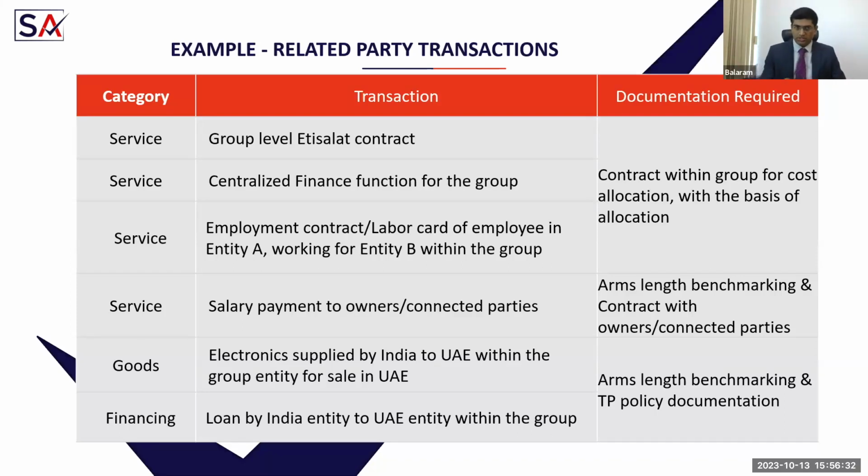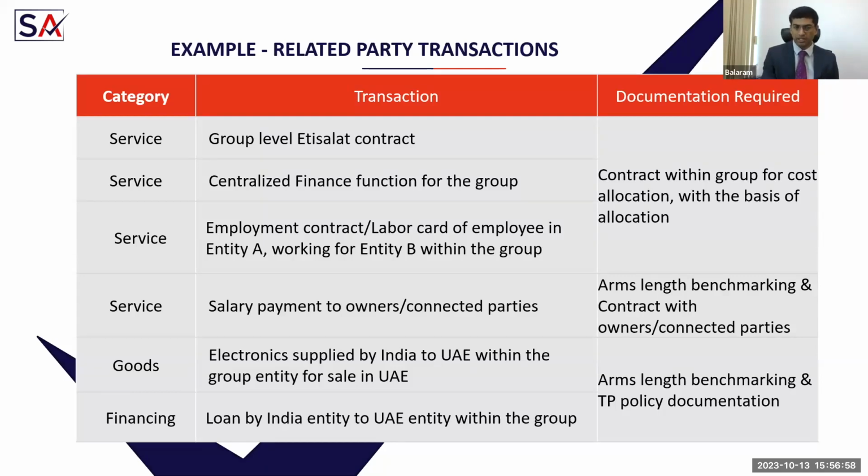Not only that, as I mentioned, salary payment to the owners should be at arm's length or at market rate. Or let's say a company in a group is buying electronics and those goods are supplied to other group entities. In that case, the cost of those goods should be allocated among the group entities which are buying those from this main company.